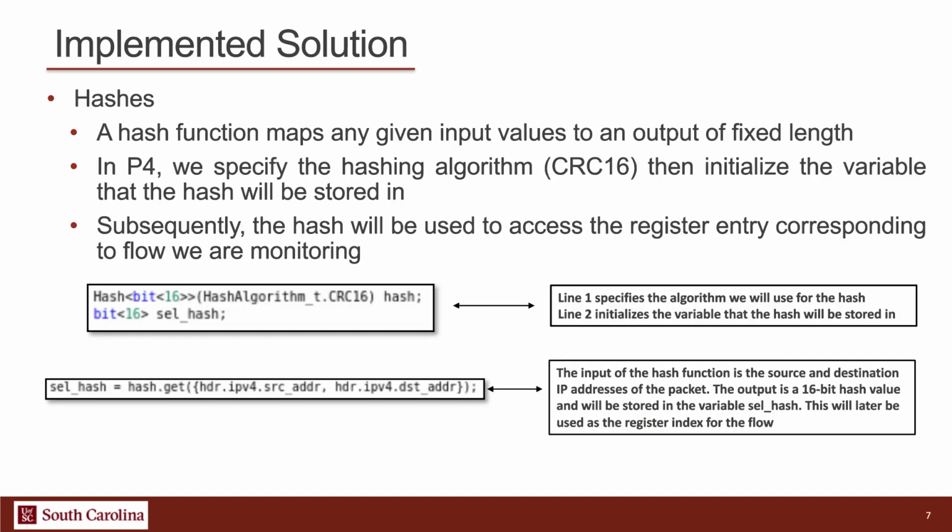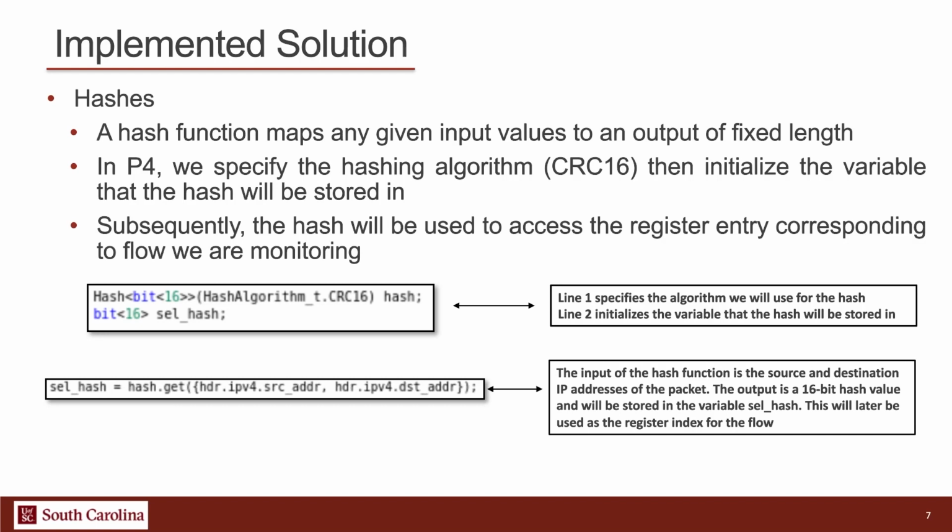And to speak to hashes, a hash function maps any given input values to an output value of fixed length, which is perfect for cases where we need to create indexes. In P4, we specify the hashing algorithm, which is CRC16, then initialize the variable that the hash will be stored in. Subsequently, the hash will be used to access the register entry corresponding to the flow we are monitoring.